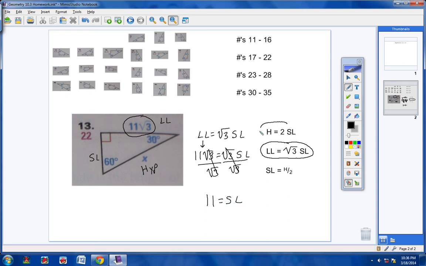There, we know the shorter leg. Now look right up here, please. How do you always find the hypotenuse? 2 times the shorter leg. And what is the shorter leg? It's 11. 2 times 11 is 22. So there's your answer.